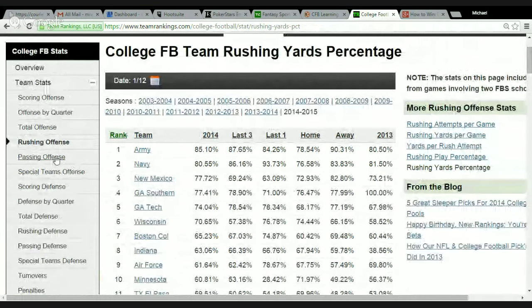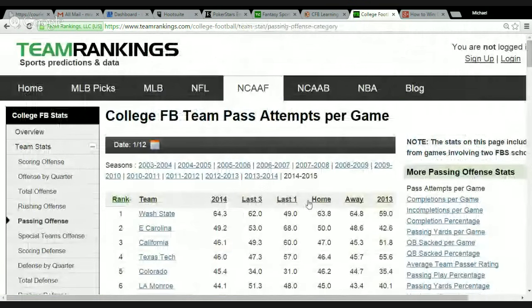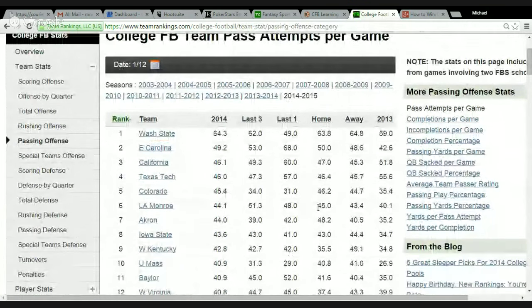Now we do go on to passing offense, and we got the same thing. We're looking at the teams that throw the ball the most. Washington State by far threw the ball the most last year, 64 attempts per game. The Washington State quarterback, whether it was Halliday or Falk, was in play almost every single week, unless they went up against a team like Stanford. But you really want to watch the matchups. But for the most part, that's definitely where you want to go.